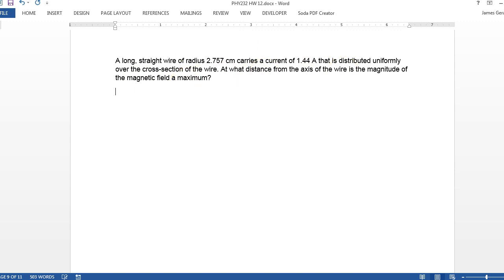So this is a lot like the coax problem, right? Without the outer conductor. And so we're going to turn again to Ampere's law. We just got to figure out the enclosed current.